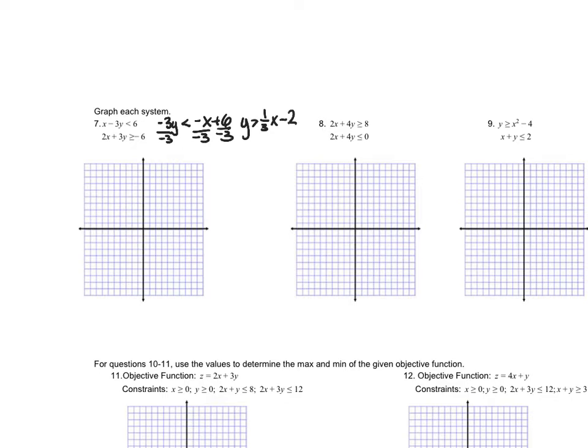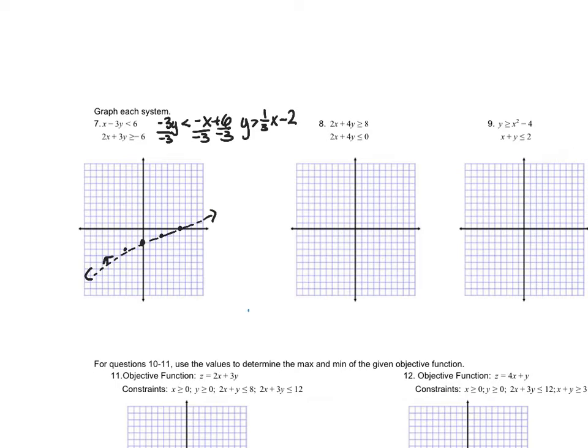So we start at negative 2, we go up 1 and over to the right 3. Up 1 and over to the right 3. We can also go down 1 and to the left 3 as well. We're going to connect this with a dotted line because it's just greater than, and we're going to shade above that one, but we're not going to shade yet until we do the second line.